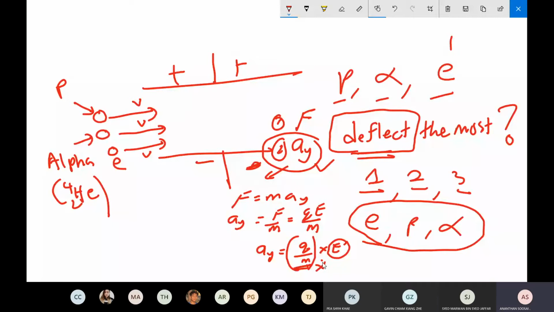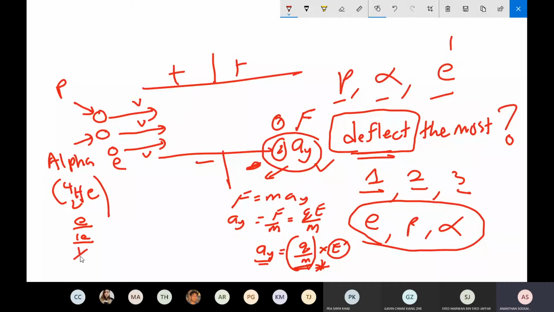This is the point I literally want to highlight here. The purpose I'm asking this question is about this factor. Charge per unit mass determines the deflection. So which has the greatest charge per unit mass? Let's go for the electron. What is the charge per unit mass of the electron? The charge of the electron is 1e, over the mass of the electron, which is very little.